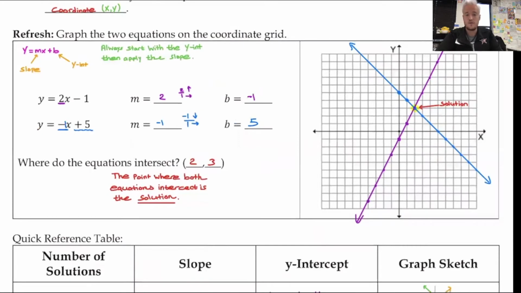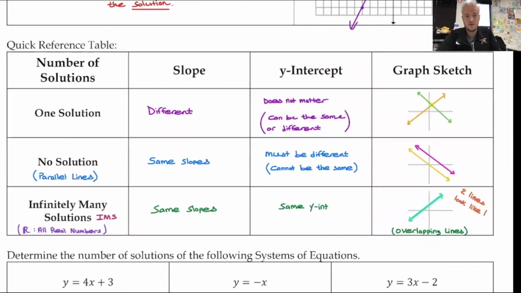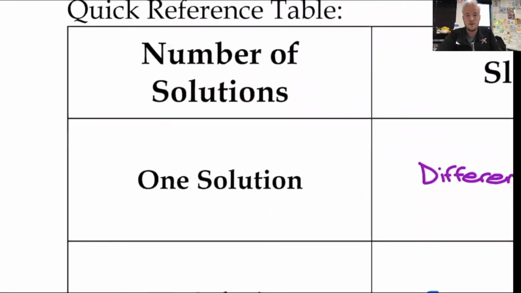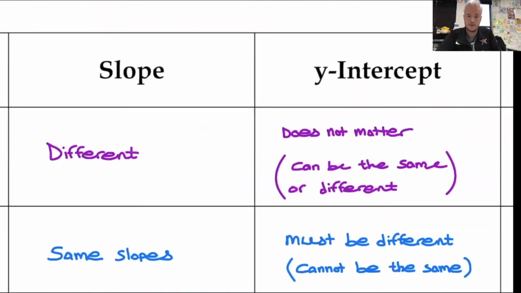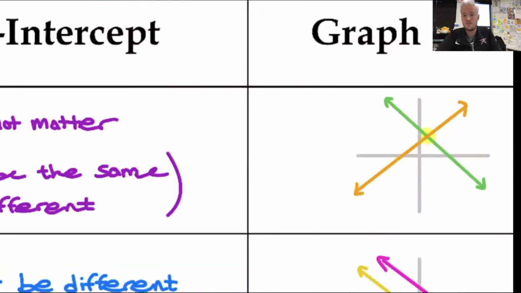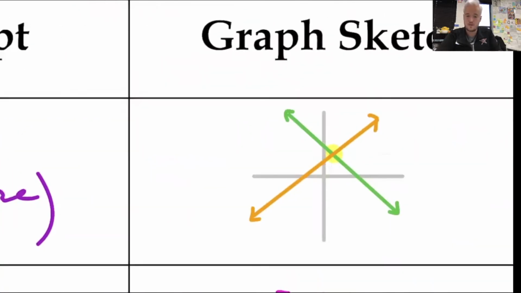All right, whenever we are doing systems of equations by graphing, if you think back to prior lessons, we've also had lines that are parallel and lines that are overlapping. In terms of systems, those all have different meanings. If we have one solution, that means they're going to intersect at exactly one point. So their slopes have to be different. Their y-intercepts don't matter. They can be the same or they can be different. And just like above, that's what it could look like. It's kind of a similar example.